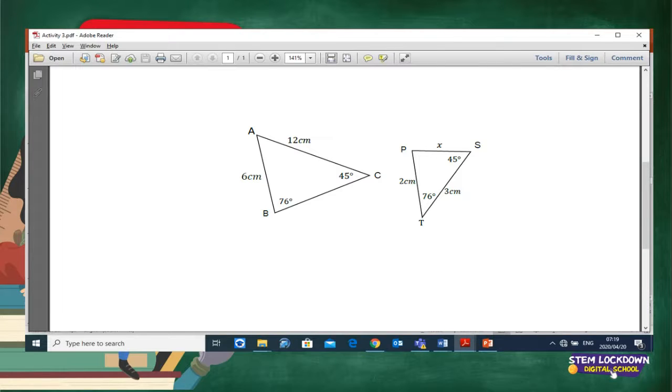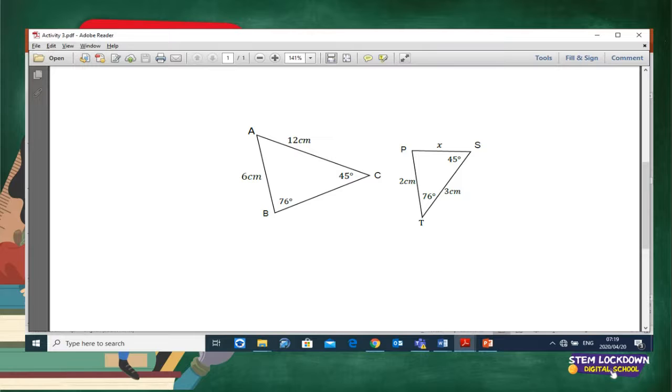Angle C is equal to angle S, both of which are 45 degrees. So obviously, you've got two pairs of equal angles. This means automatically the last angle A is going to be equal to angle P. We know this because we are already given the information that the two triangles are similar.